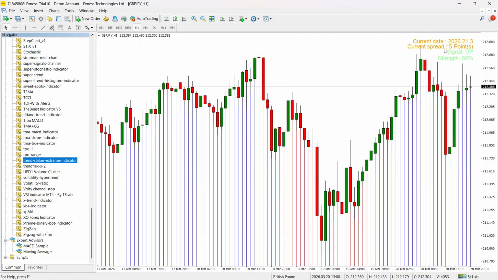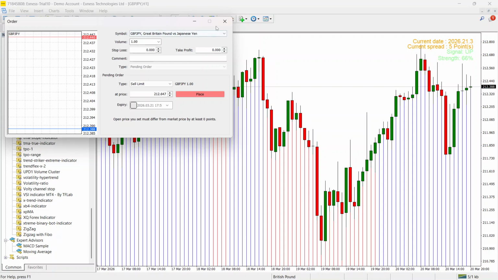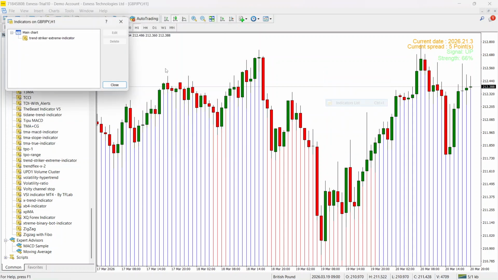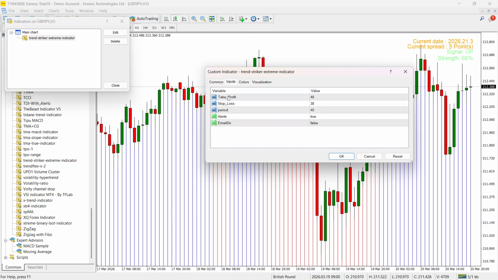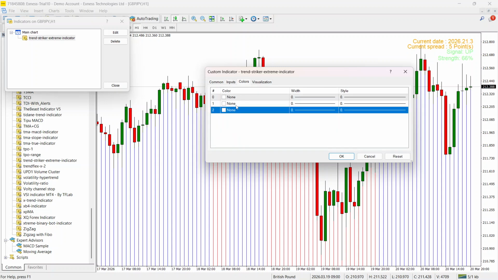Now, if we move over to the settings, let's go over to the settings. We have the take profit and stop loss, and we have the period. We can also set alerts, notification alert, and email alert, and also change the color. And let's move forward.